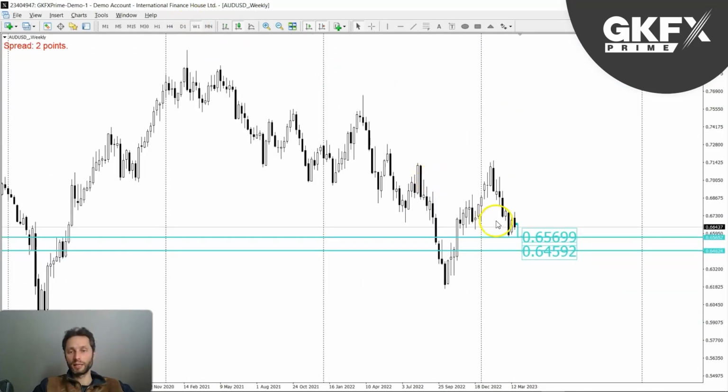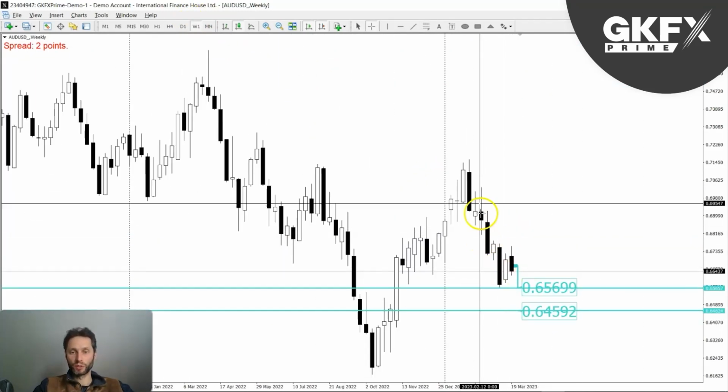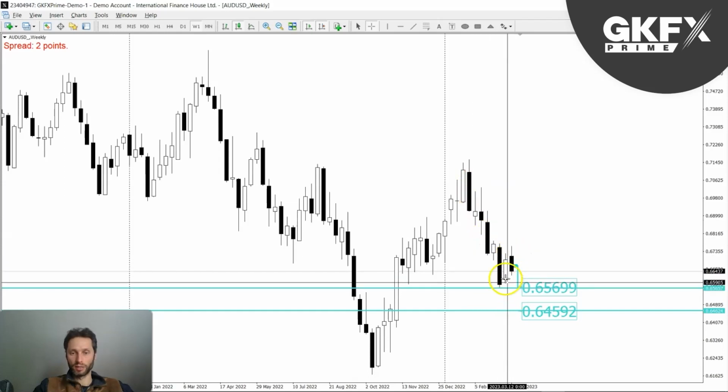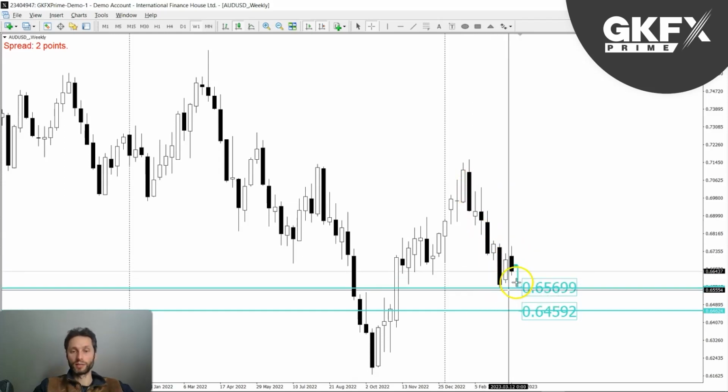So I don't see any significant bullish action, which is why I am looking at this as the continuation to the downside, at least to this swing low.